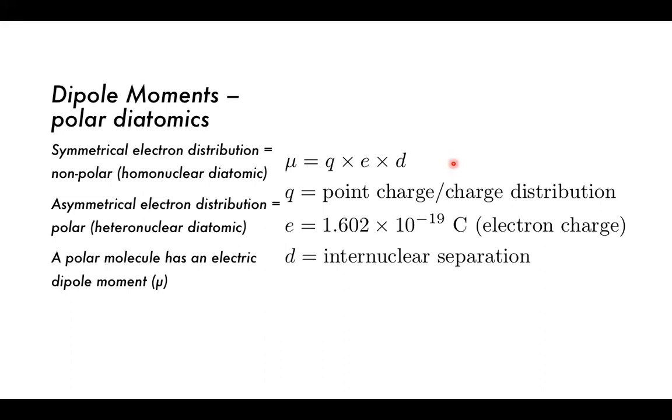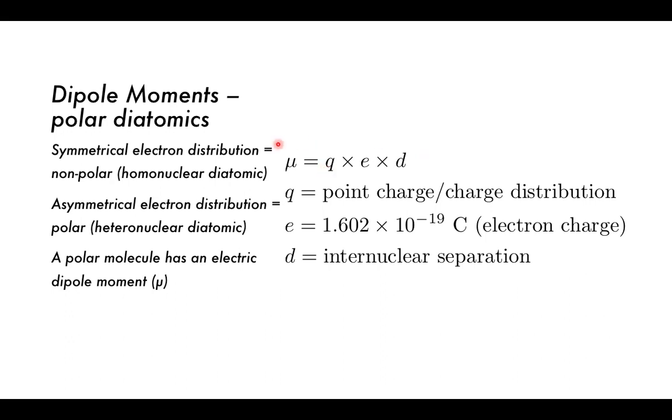Asymmetric electron distribution means we have a polar molecule. It means it will have an absorbance in the IR. So this is going to be a heteronuclear diatomic. And then the polar molecule will have an associated electric moment, or an electric dipole moment. So an electric dipole moment is going to be a representation of this uneven distribution of charges across the molecule.